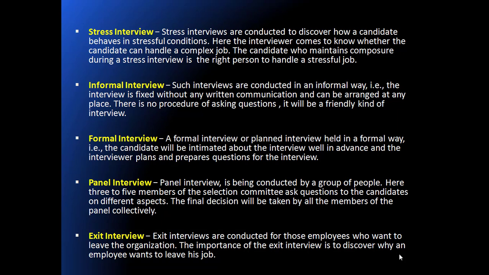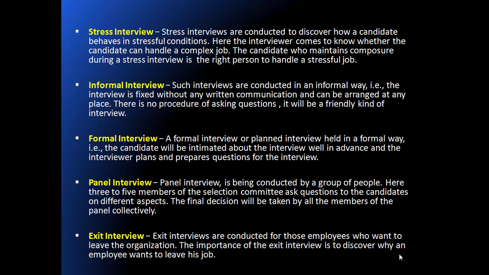Then comes the informal interview. Informal interviews are interviews which are conducted in an informal way. That is, the interview is fixed without any written communication and can be arranged at any place. There is no fixed place where the interview will be conducted and there is no procedure of asking questions.